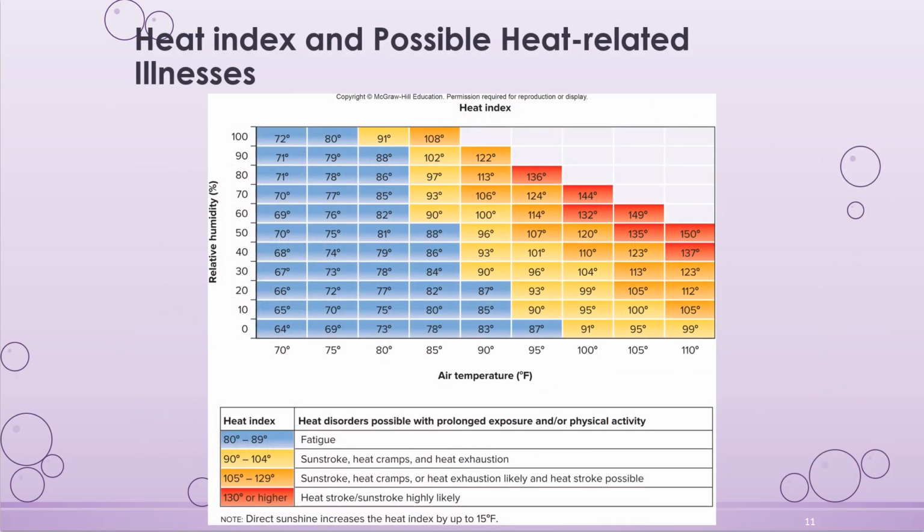The heat index is a measure of how hot it feels to the human body when both air temperature and relative humidity are considered. It provides an indication of apparent temperature and the potential risk of heat-related illnesses. As the heat index rises, the risk of heat-related illnesses increases as well. The main heat-related illnesses include heat cramps, which are painful muscle spasms that occur during or after intense exercise in hot conditions. They are typically caused by an imbalance of electrolytes due to excessive sweating.